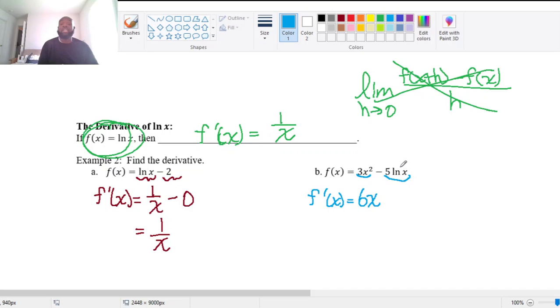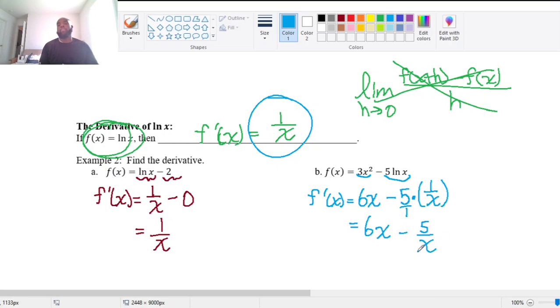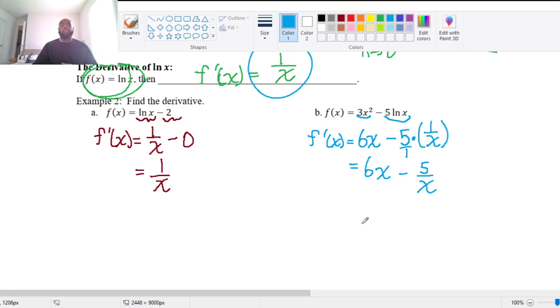And this is a constant multiple of our natural log function. So when you have a constant multiplied by a function, your constant stays multiplied in your derivative of that function. So that's 5 times 1 over x, because the derivative of natural log, as we just saw up here, is 1 over x. Now, sometimes you want to write this. 5 is 5 over 1, and so I can write that as 5 over x. And we can leave that simplified in that manner.